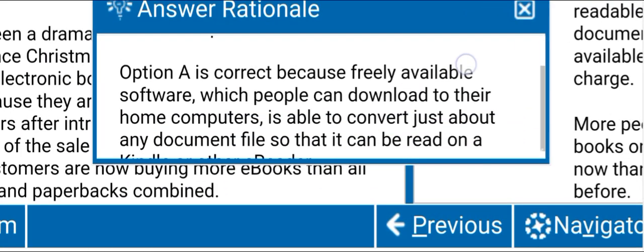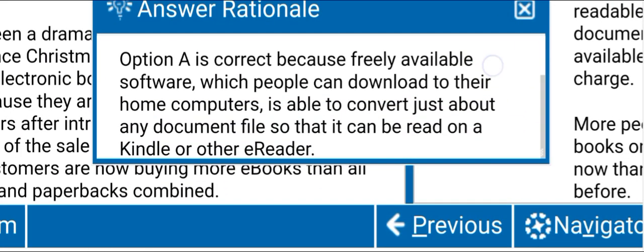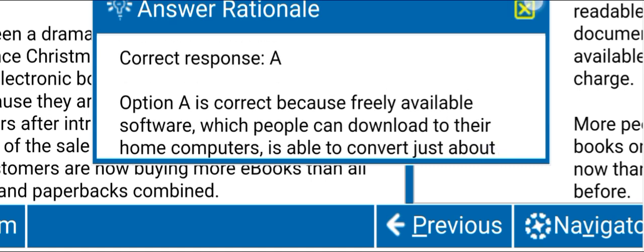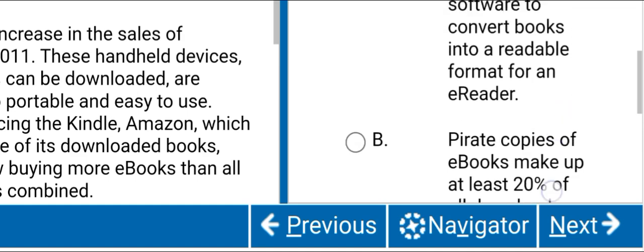So option A is correct because freely available software which people can download to their home computers is able to convert just about any document file so that it can be read on a Kindle or other e-reader. So we have option A is the correct option.